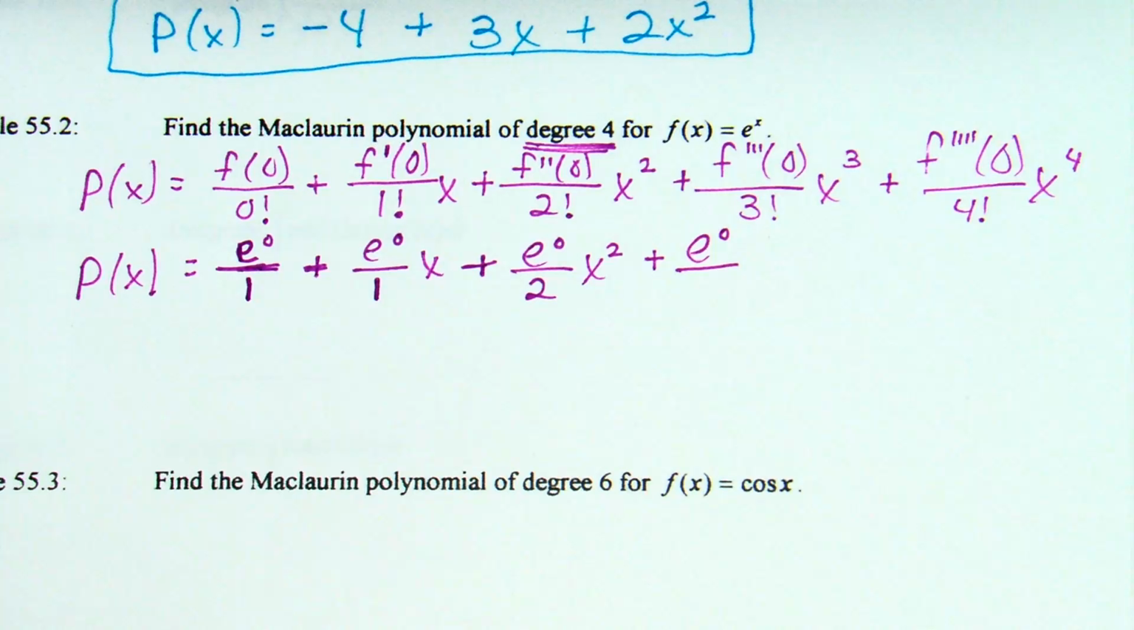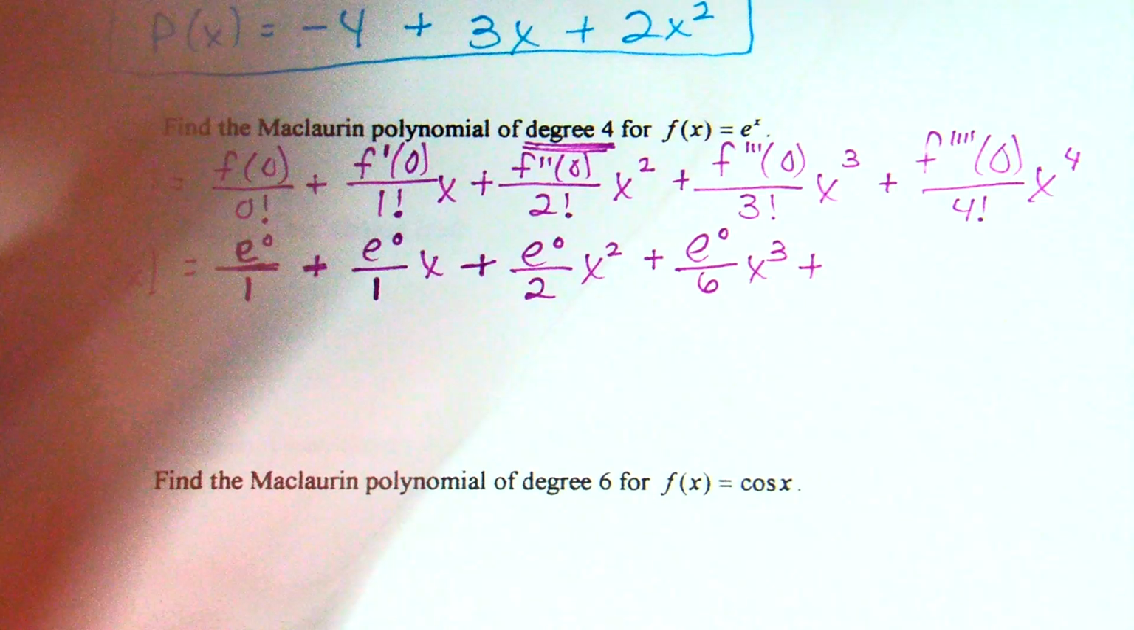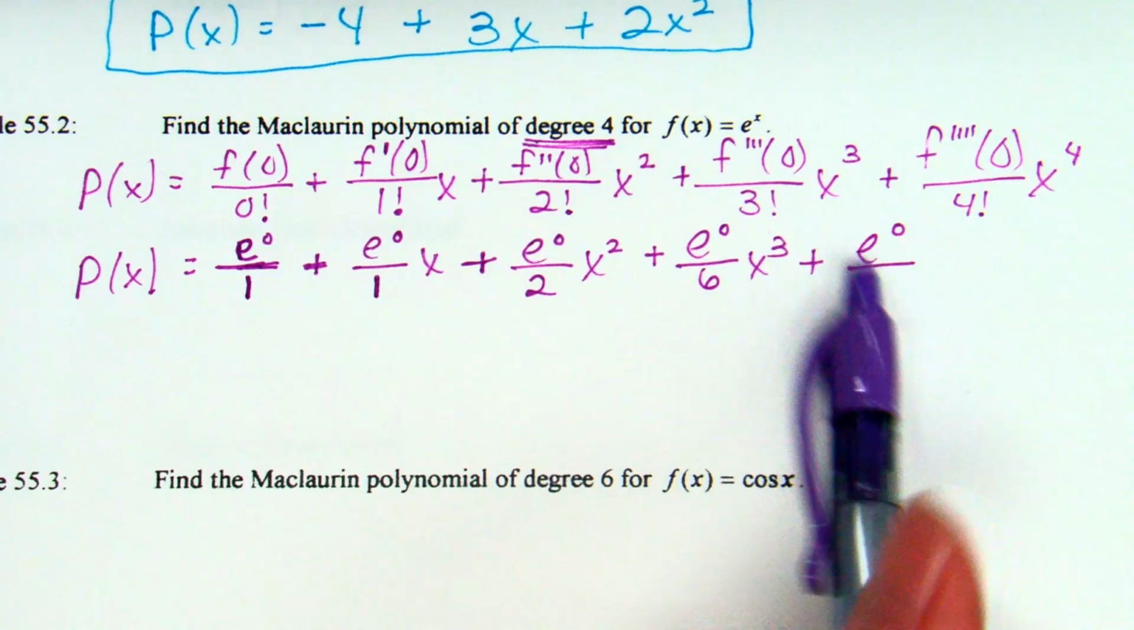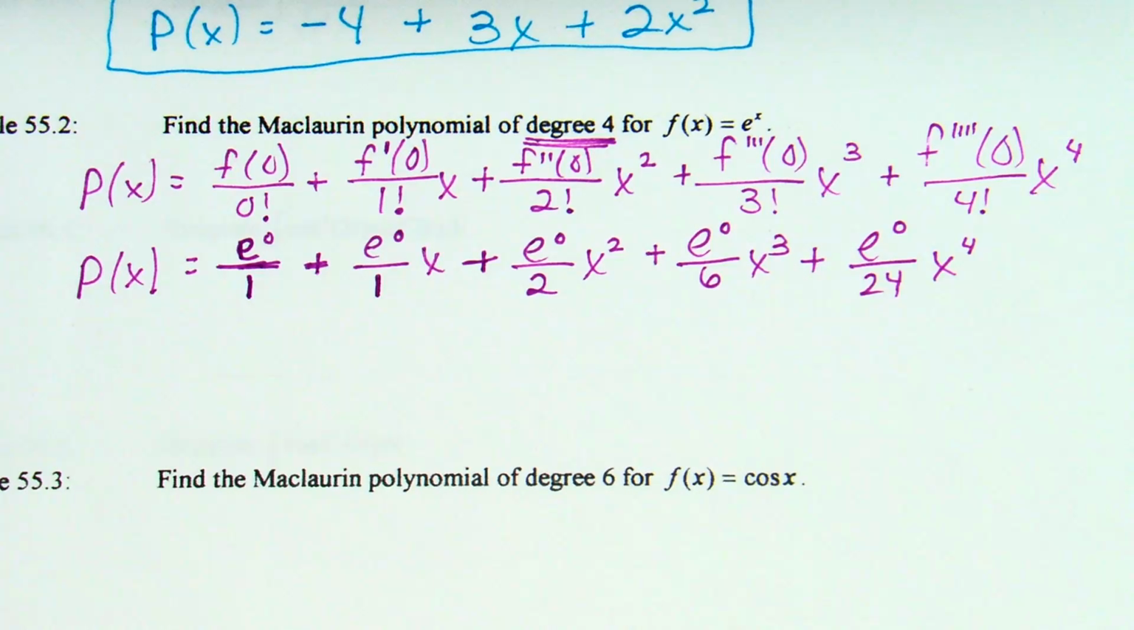X to the third. Plus, you getting the deal here? Fourth derivative of e to the x? E to the x. So e to the 0. 4 factorial. 24. Because 3 times 2 times 1 was 6, times 4 is 24. X to the fourth. What are all those e to the 0's becoming? 1's.